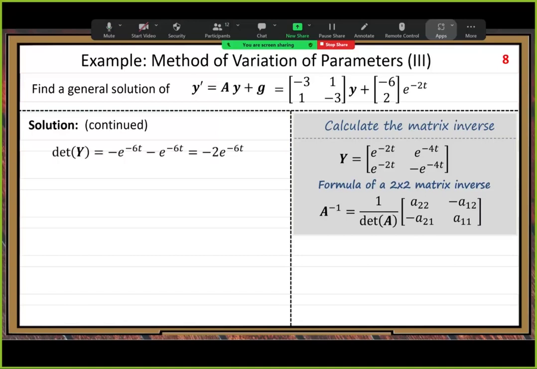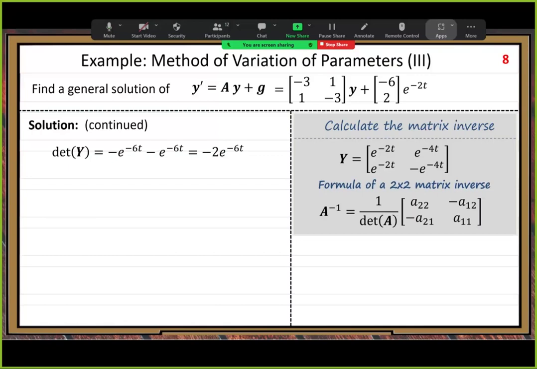Now we are ready to calculate our final solution. First, we calculate the determinant of Y. You do the cross product, then you take a subtraction. That is the first cross product, the second cross product, and you take the subtraction, you get negative 2 times e to the negative 6t.